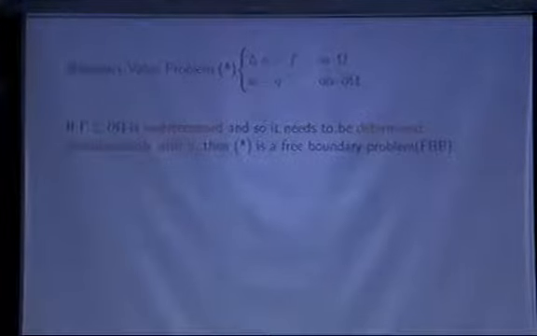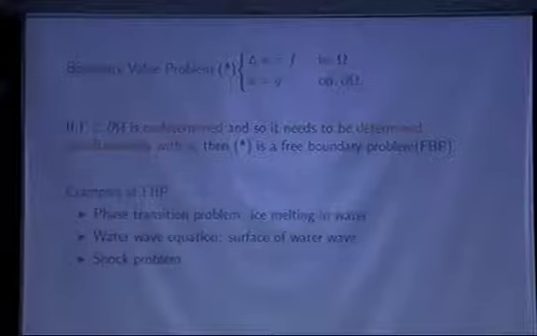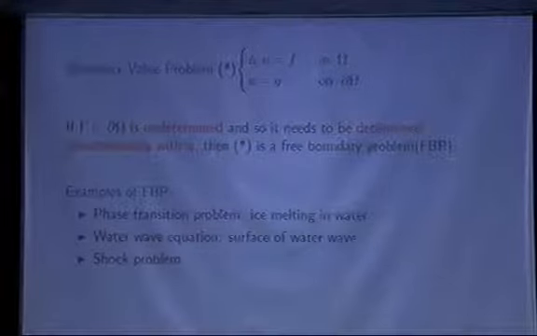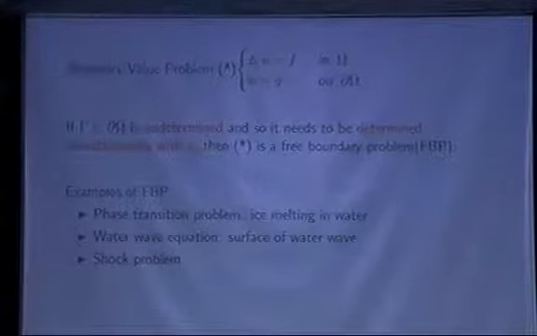Then in that case, what should we do? Well, we have to find the location of the free boundary plus the solution in the domain simultaneously. But this is not an arbitrary problem. Actually, this free boundary problem is very naturally derived from many physical phenomena. For example, there are many people who study the so-called Stefan problem, which is basically classified as a phase transition problem.